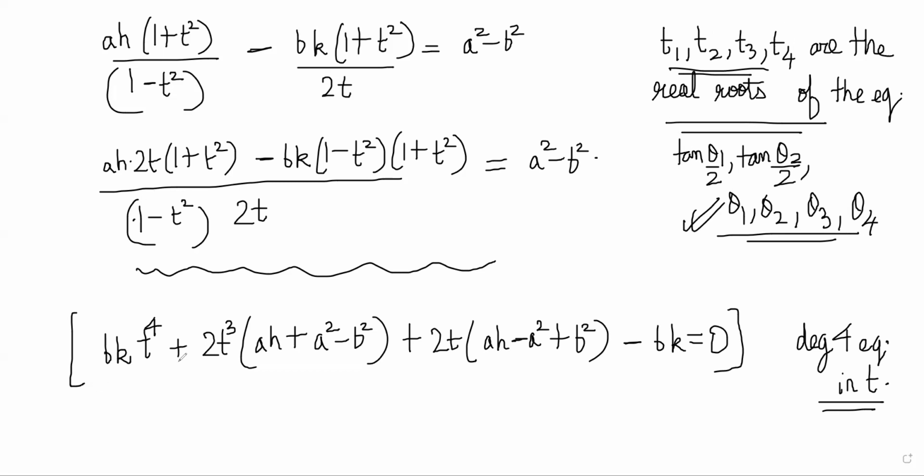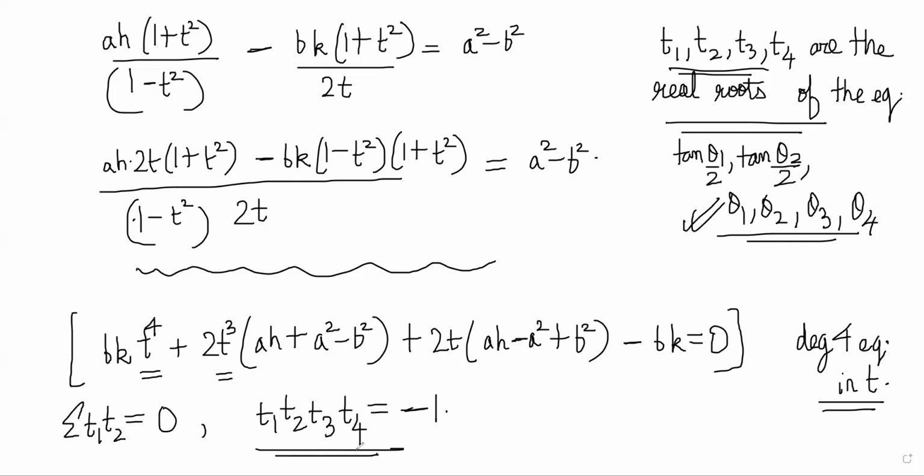Also, from these equations, we can see that the t square term is missing here. The t square term is missing. So sum of t1, t2, two at a time is equal to 0. And you also know the product of the roots t1, t2, t3, t4 is equal to minus plus minus plus. So it is equal to minus 1. So product of the roots is equal to minus 1, right? So let's think about what is the implication of this.